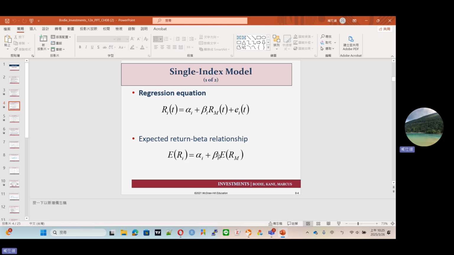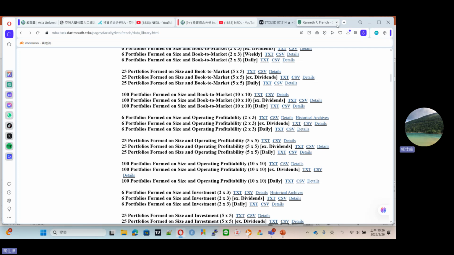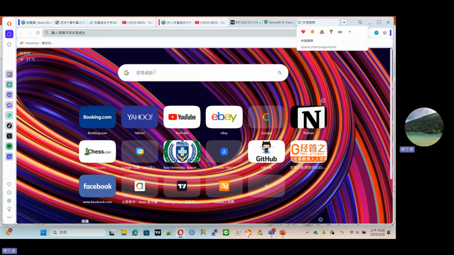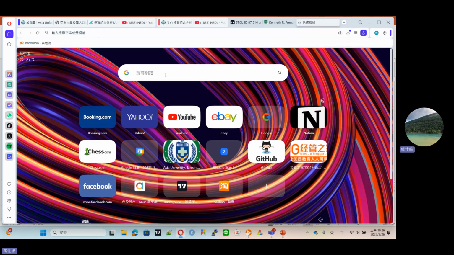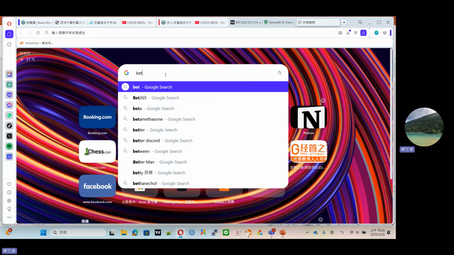So sometimes you will see a very interesting portfolio. For example, if you Google for this, we have a very special portfolio called beta neutral.